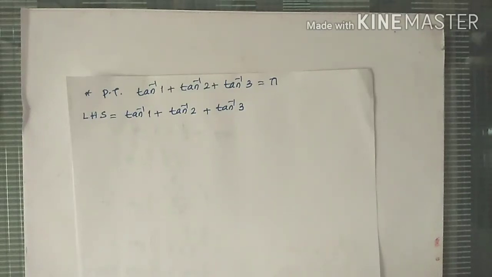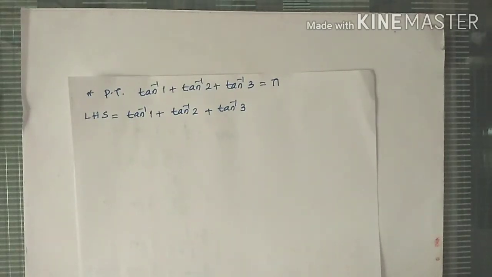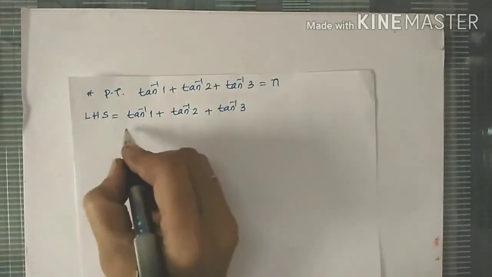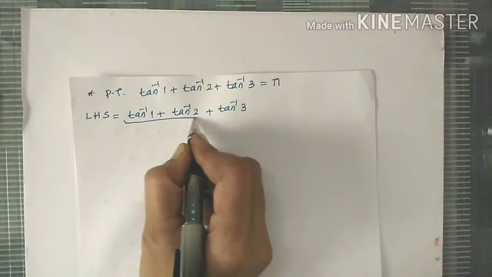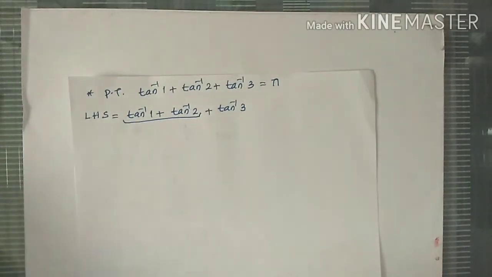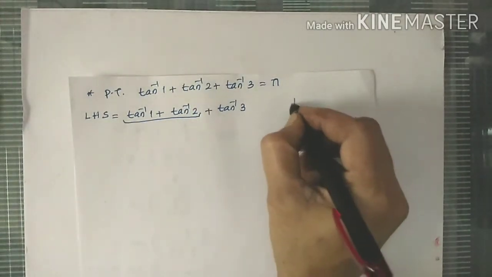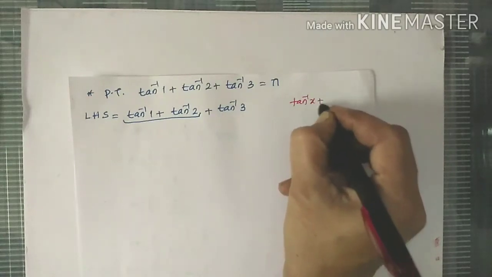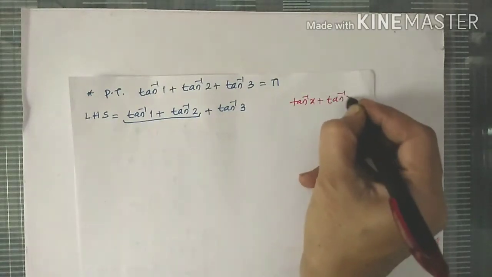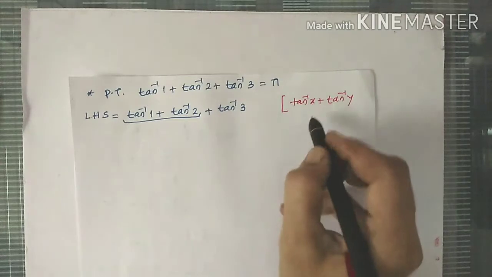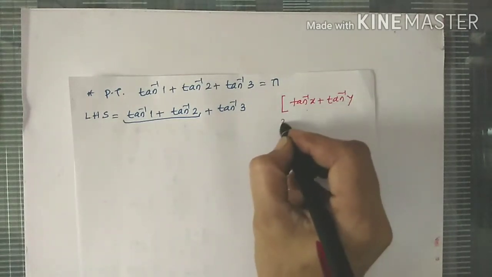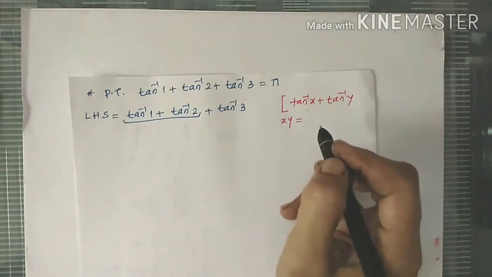Consider this question. Prove that tan inverse of 1 plus tan inverse of 2 plus tan inverse of 3 is equal to pi. So the left hand side is tan inverse of 1 plus tan inverse of 2 plus tan inverse of 3. Now let's take these two terms together first. That is in the form tan inverse x plus tan inverse of y. Let's write the property first: tan inverse x plus tan inverse y. Whenever it is tan inverse x plus tan inverse of y, we have to check the value of xy.